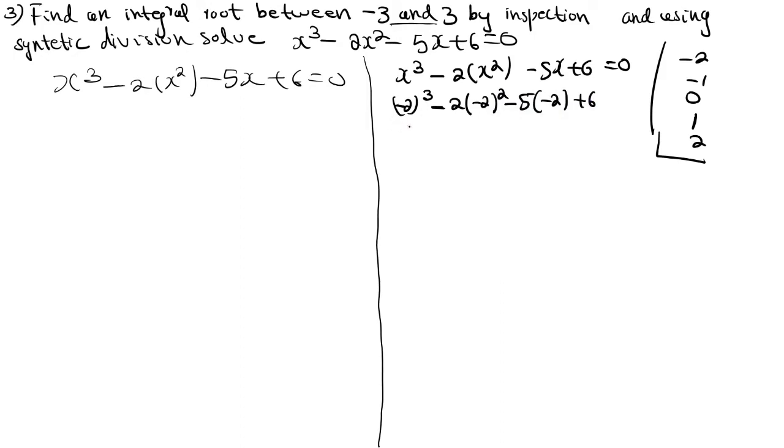Minus 2 cube is equal to minus 8. Minus 8. 2 square is equal to 4. 4 into minus 2 is equal to minus 8. Then 5 into minus 2 equal to minus 10. Here minus is there, plus 10 plus 6. 16 plus 16 minus 16. What is the value plus 16 minus 16? Its value equal to 0. So we can take x is equal to minus 2.